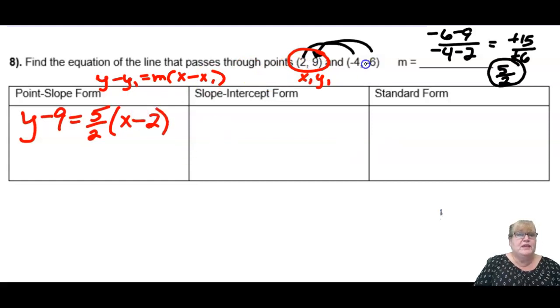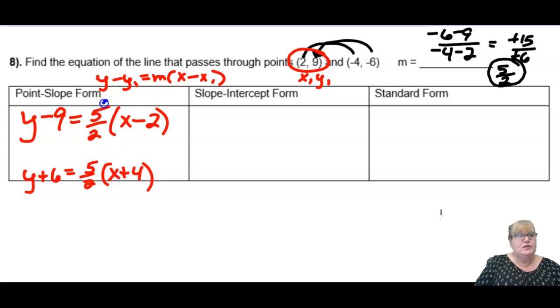Okay, you could have picked this point. It would look different here. It would have been y plus 6 equals 5/2 times x plus 4. But when you distributed and solved for y, they would both be the same. It's kind of freaky, but it's true, because this line goes through both of these points. So it was simplified to the same slope intercept.